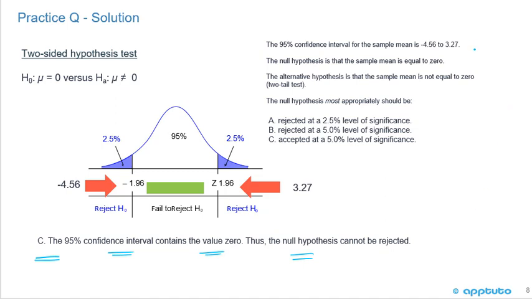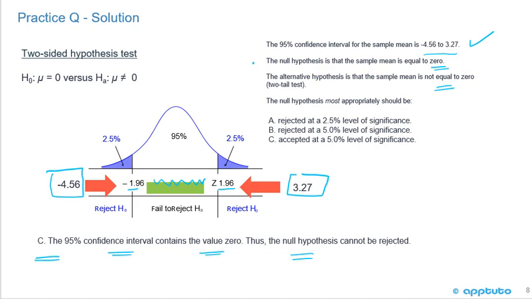So let's just go through it again, and I drew my little graph. So we see the 95% confidence interval for the sample mean is negative 4.56 to 3.27. So I drew that there, negative 4.56 to 3.27, okay? The null hypothesis is that the sample mean is equal to 0, and the alternative is that it is not equal to 0, okay? So we can see I drew here at the 5% level of significance, the critical values would be from negative 1.96 to plus 1.96, and I put in here the green area where we failed to reject the hypothesis.